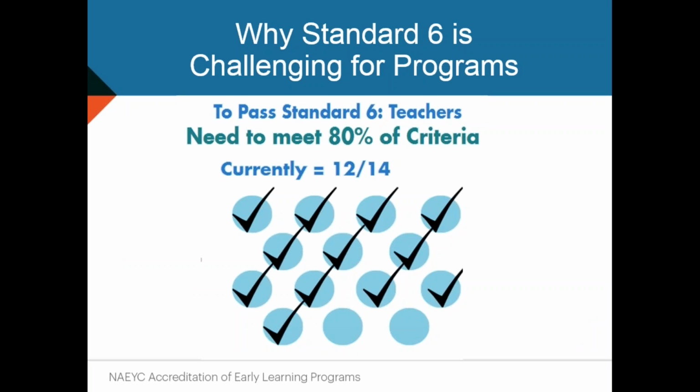In the framework of NAEYC accreditation, there is another problem reflected in the substance of Standard 6. It is hard to pass because there are not many criteria in the standard. There are currently only 14 criteria in Standard 6, and 2 of those are about formal education, 1 for teachers and 1 for assistant teachers. To meet the 80% pass rate, if your staff do not meet the 2 formal education qualification criteria, your program does need to pass most of the other criteria, so there is little margin for other failures.